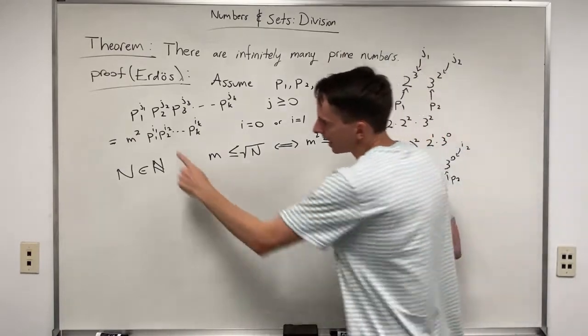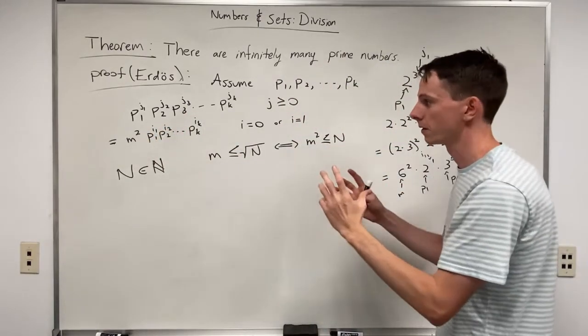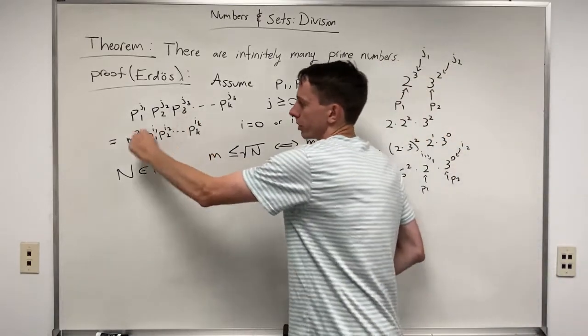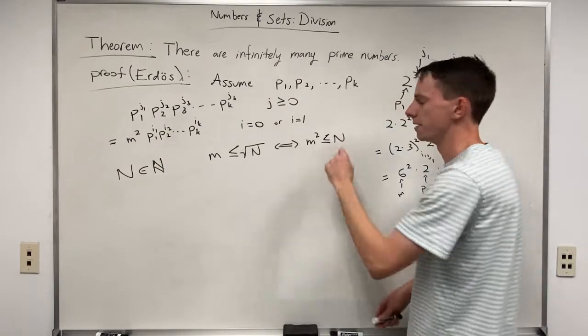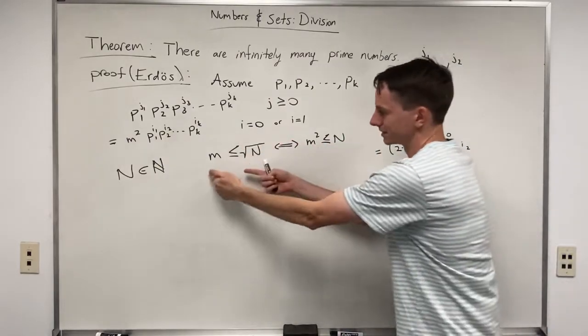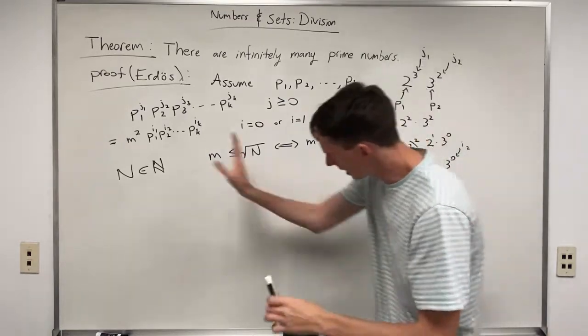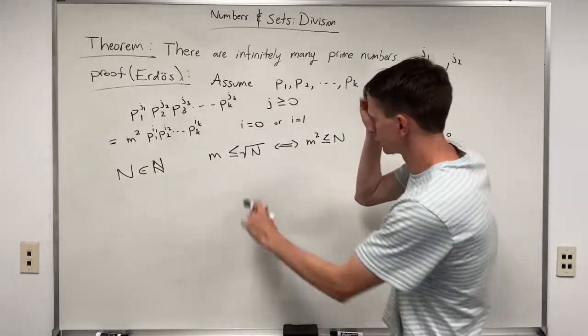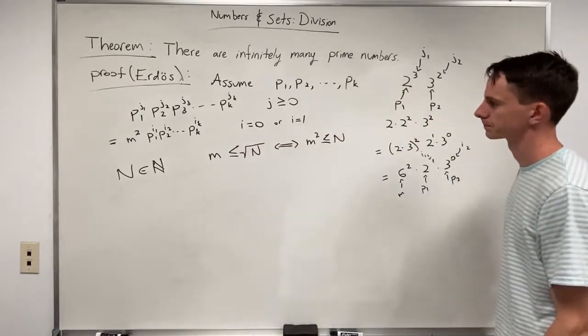However, in the case where any one of these i exponents is equal to 1 rather than 0, now this product is going to be greater than 1, which means m squared is going to be less than n. And therefore, m is less than the square root of n. Okay, so for some natural number, this is going to be a condition that is placed on that number.